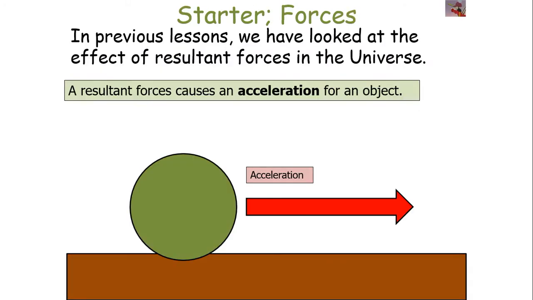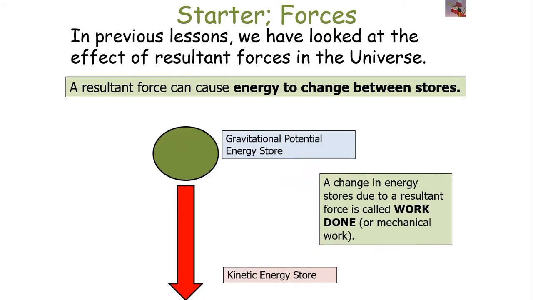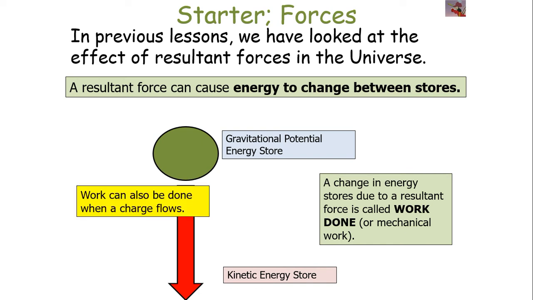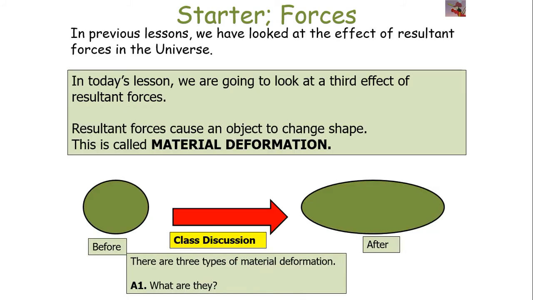Now, we've previously looked at what resultant forces can do. They can cause an acceleration. They can cause energy to change between stores. They can cause work to be done. Interestingly, by the way, work can also be done when charge flows in an electrical circuit. But in this final part of the revision session, we're going to look at the third effect of resultant forces. These resultant forces can cause material deformation.